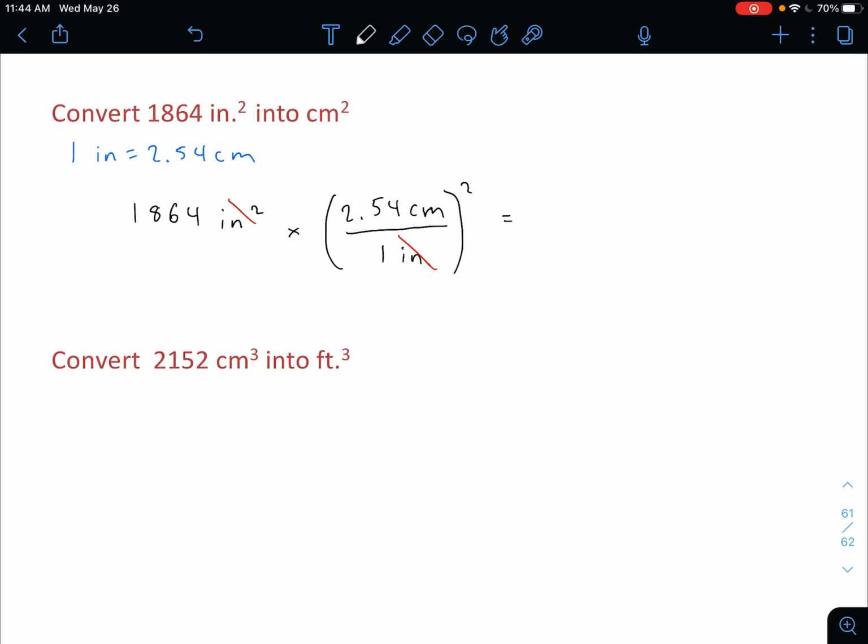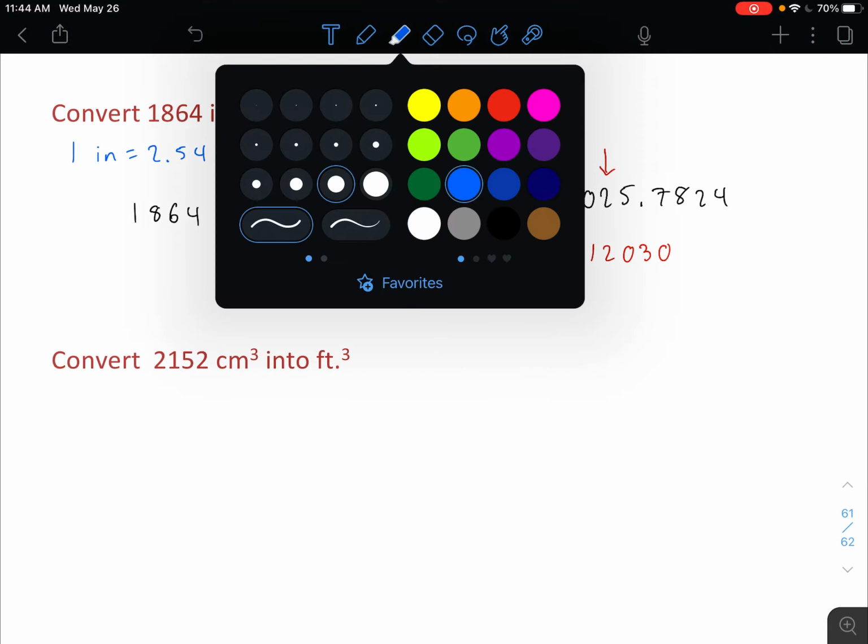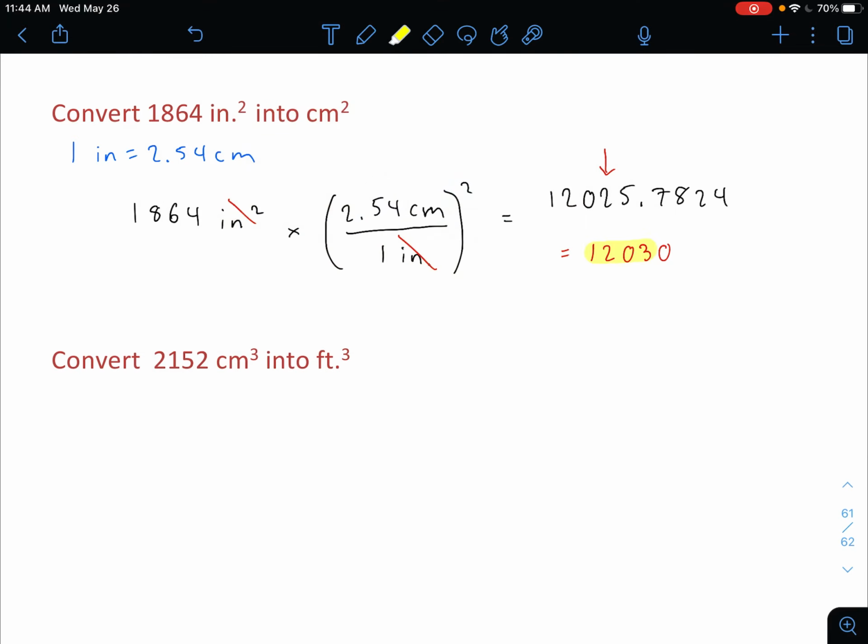And I got 12025.7824. That means this 2 is the cutoff number, and it's followed by 5 plus other stuff. So it'll end up rounding to 12030, where these four are all significant figures, so 4 significant figures, just like in 1864. Okay, how about the next one?